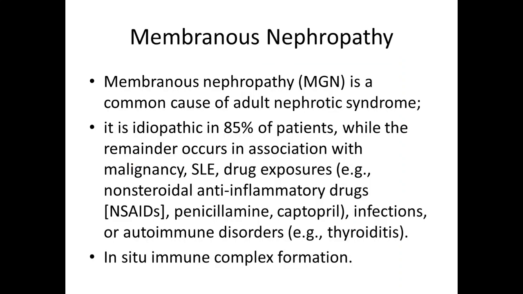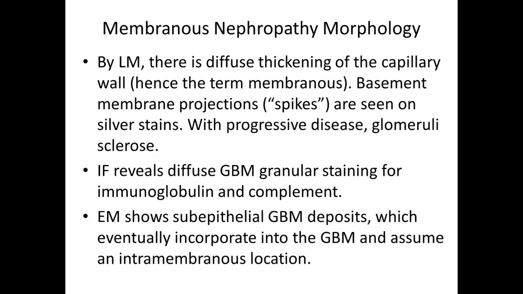Membranous nephropathy, guys, is a common cause of adult nephrotic syndrome. So it is idiopathic in most cases of the patients, and of course with association with malignancy, systemic lupus erythematosus, drug exposures, infections, and of course autoimmune disorders. Formation of immune complexes develops in situ, so subepithelial and inside the GBM, always.